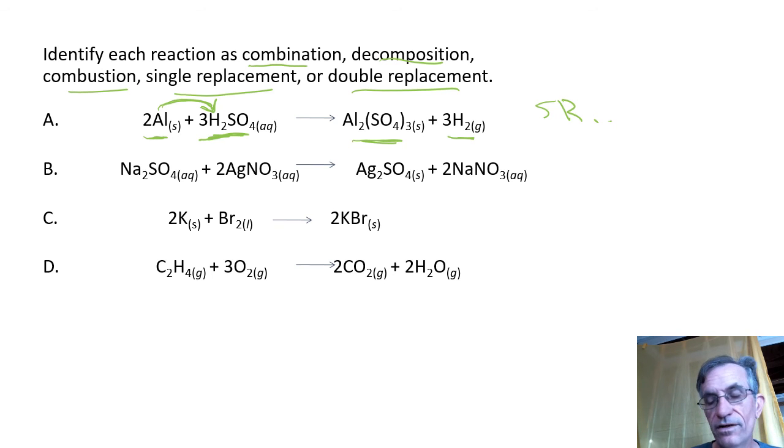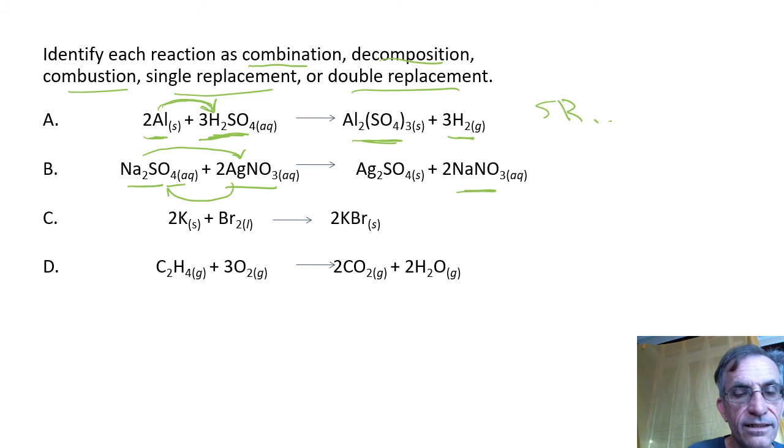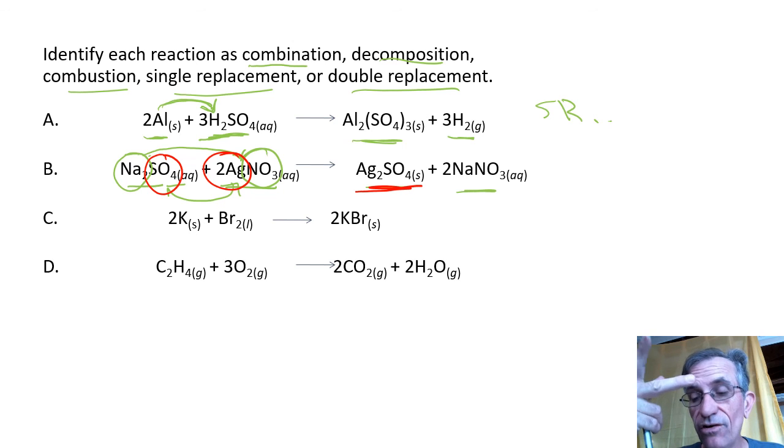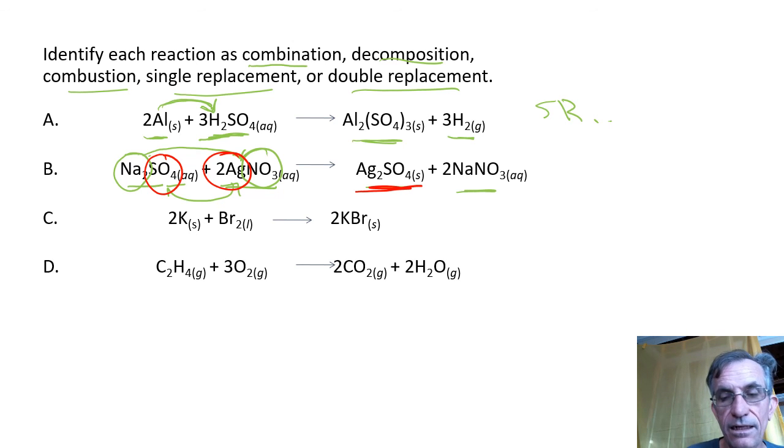Okay. All right, let's look at number B here. For number B, we start off with 2 compounds. And what's going on in that one? Sodium is hooking up with nitrate. Silver is hooking up with sulfate. So there's this double switch going on. These guys are getting together, and these guys are getting together. That's what these products are, right? So if you have this double switch going on, that's called a double replacement.